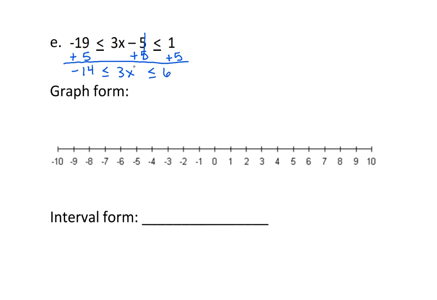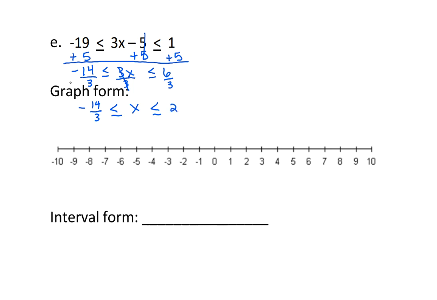So now the x is still not by itself. To get it by itself, I need to divide by 3. So once again, whatever I do to the middle, I have to do to both outside parts. Okay, so I have negative 14 over 3 is less than or equal to x, which is less than or equal to 2.